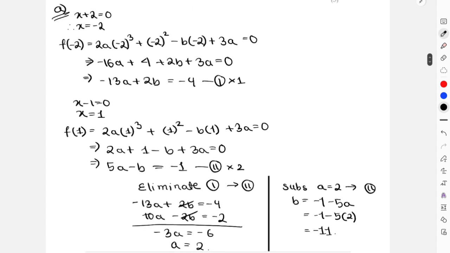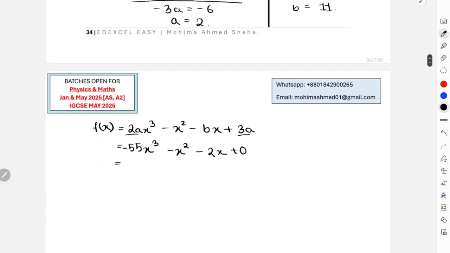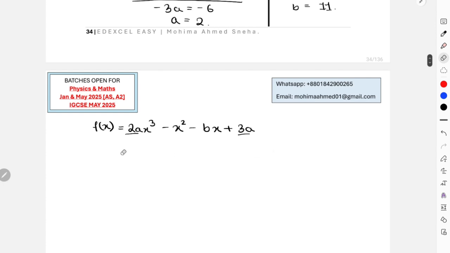Wait, yeah, that's what I was saying, that every time the calculation turns out to be negative, right? This one is negative. That's big. For that reason, over here you are actually going to get a positive value for 11. Okay, now the value for b is 11. I have to recorrect this again.